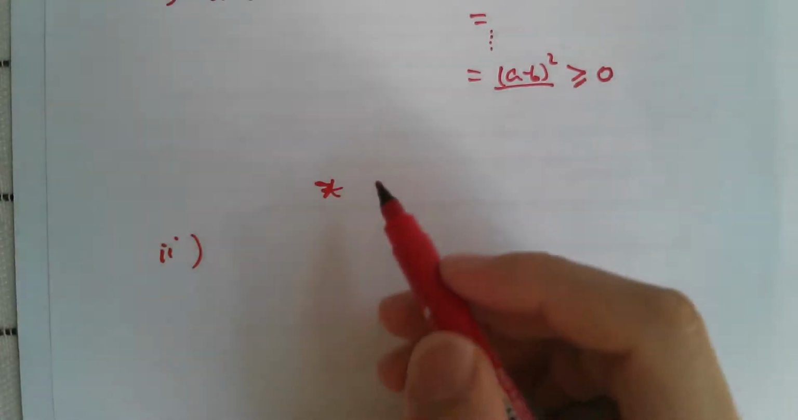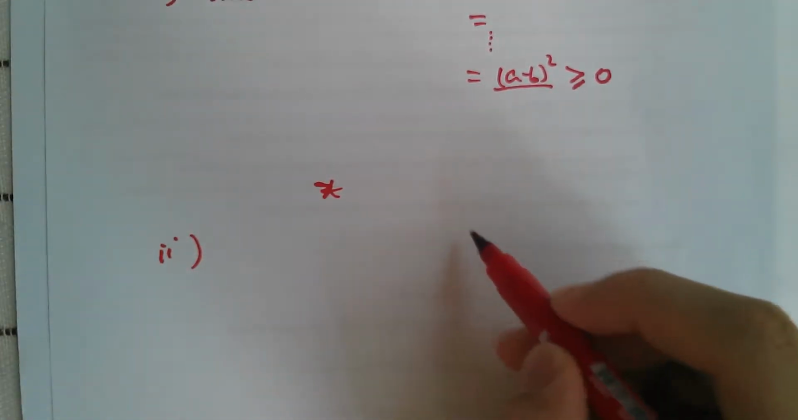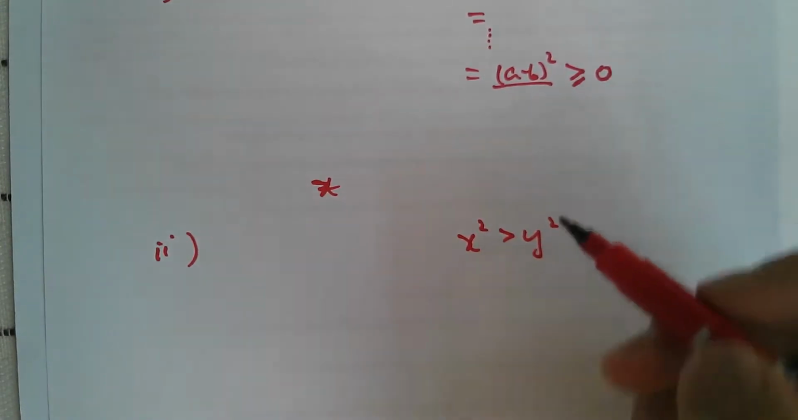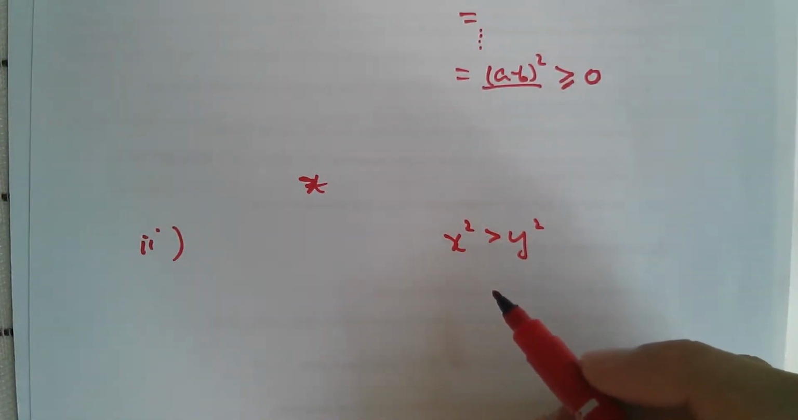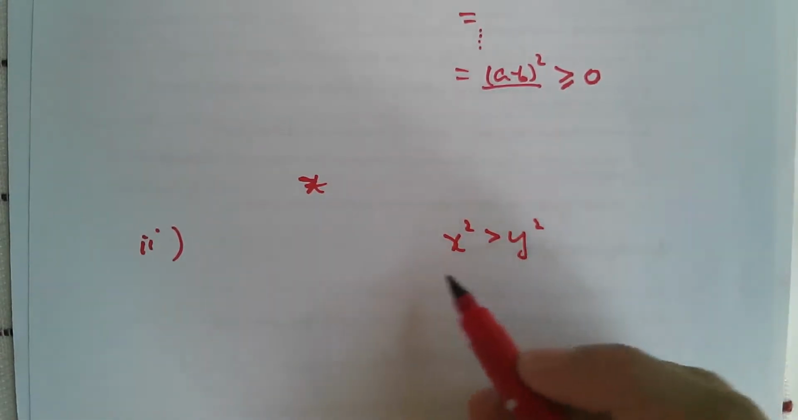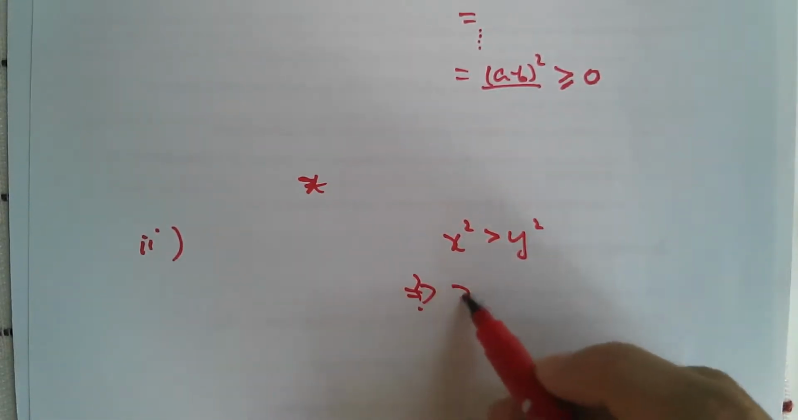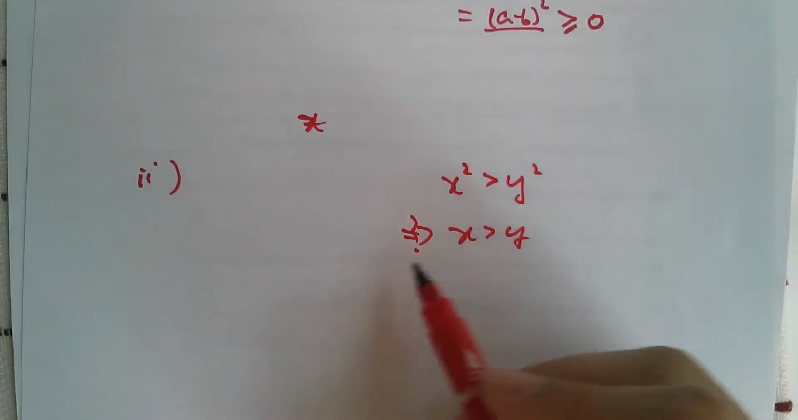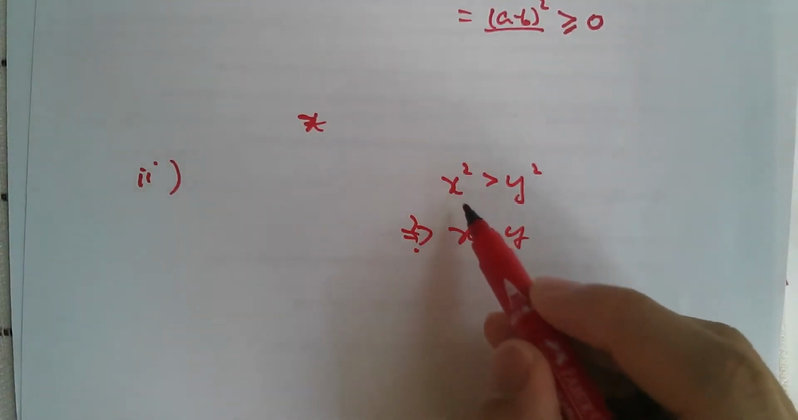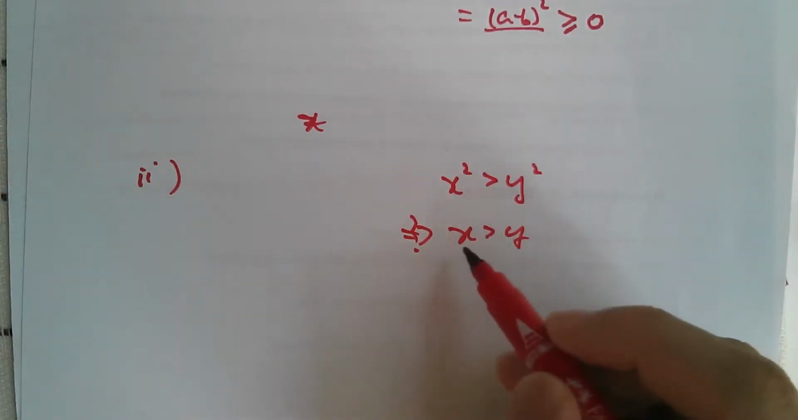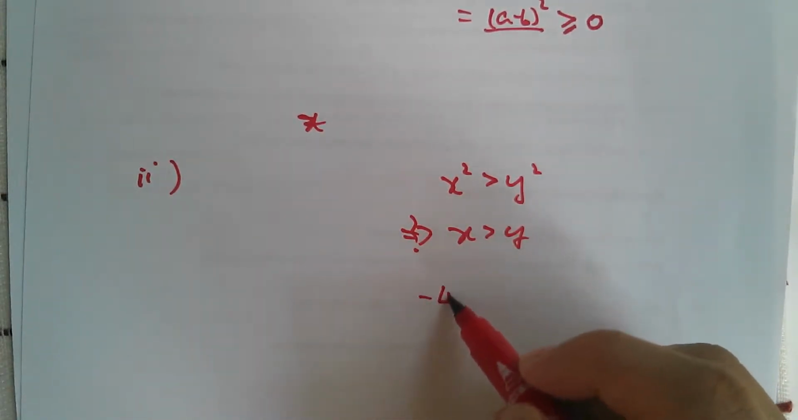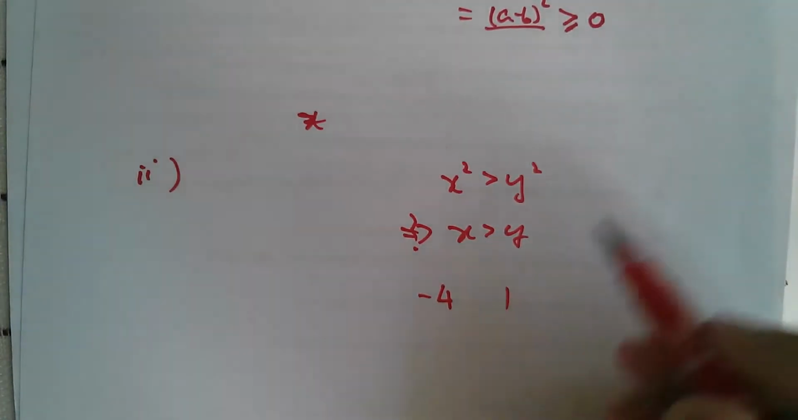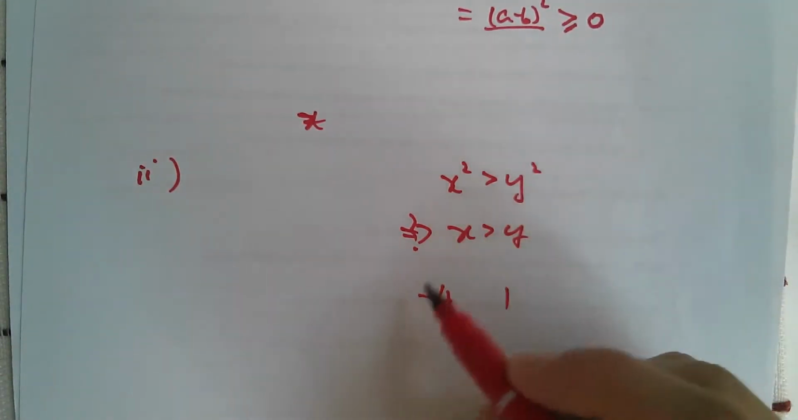Strategy number two is kind of considering this. Let's think about what would happen if you know that X squared is bigger than Y squared. What can you say? Question: can you say that X is bigger than Y? The answer is no, not really. Because why? There's a chance that, let's say X is negative 4 and Y is 1.